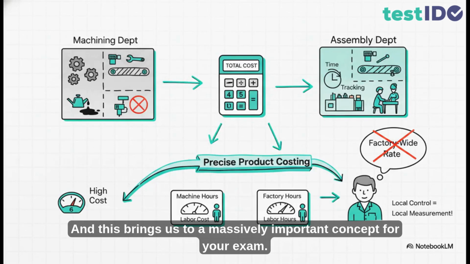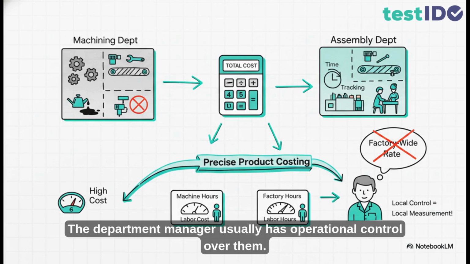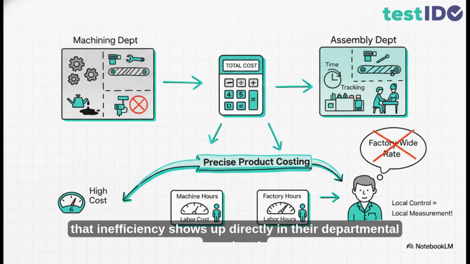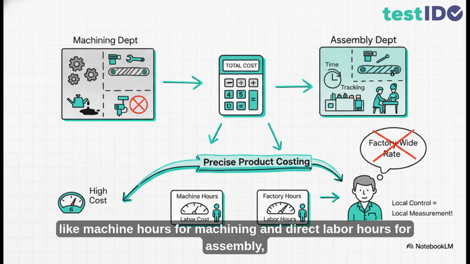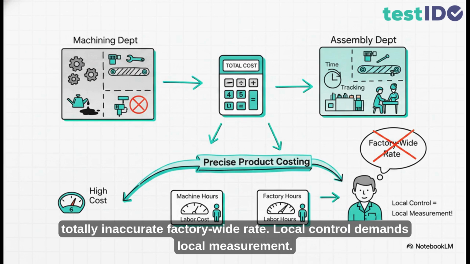And this brings us to a massively important concept for your exam. Because these costs happen right inside the department, the manager usually has operational control over them. If that machining supervisor is wasting a ton of machine oil, that inefficiency shows up directly in their departmental overhead. This is exactly why we use departmental overhead rates, like machine hours for machining and direct labor hours for assembly, for precise product costing, rather than just leaning on one giant, totally inaccurate factory-wide rate. Local control demands local measurement.